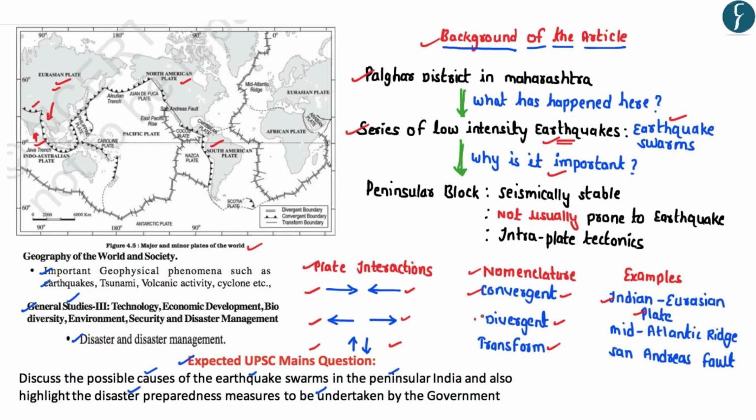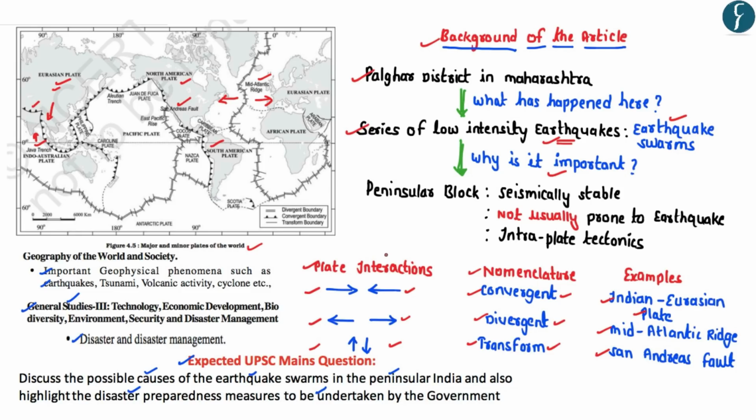Similarly, an example of a divergent plate boundary is the mid-Atlantic ridge. You can see in this diagram the North American plate moving away from the Eurasian plate, and such a plate interaction has led to the formation of the mid-Atlantic ridge. Similarly, an example of a transform boundary is the San Andreas fault in the US. You can see this fault in this diagram, where the plates are sliding past each other.